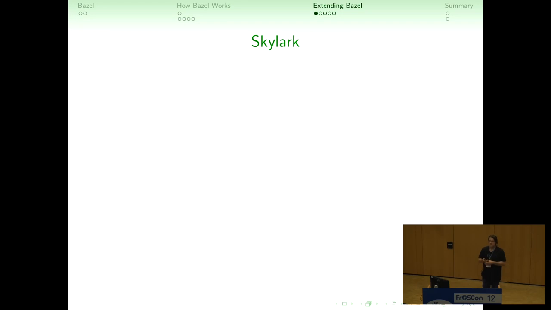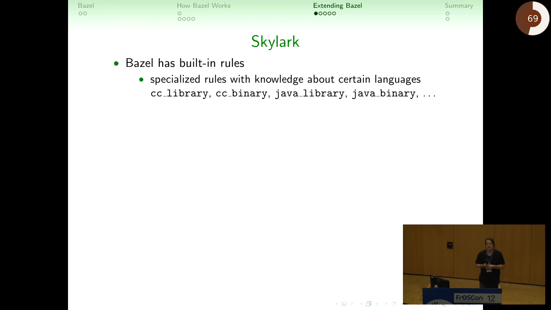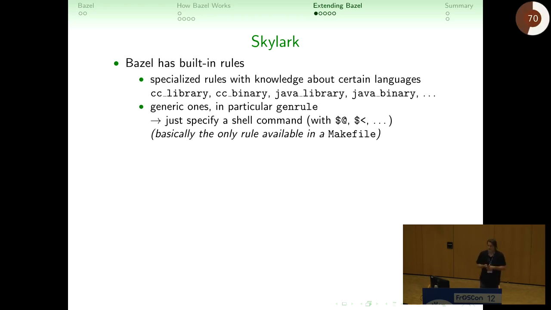Okay, so much for the execution model. And we've seen some of the built-in rules of Bazel, in particular specialized ones for the languages that are the more important ones, at least the more important ones to the authors of Bazel, so in particular C, Java, and a couple of other languages. There are also generic rules, including one rule called GenRule, which just specifies a command to be executed, and you have some shell-like variables that get expanded in the way you would expect. I'm mentioning that rule because that is basically the only rule you have when you use a traditional makefile. And you've seen that you can compose everything from that rule.